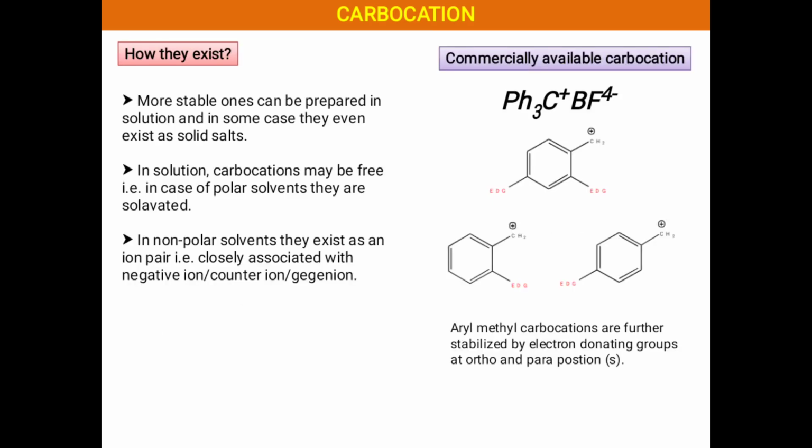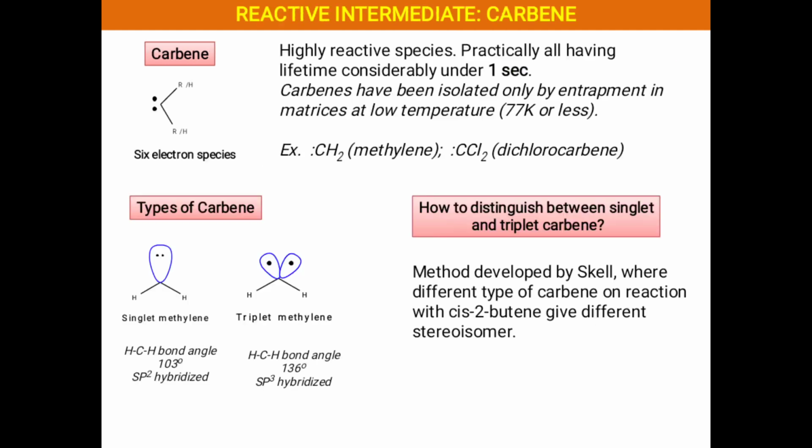More stable ones can be prepared in solution, and in some cases they even exist as solid salts. Next one is in solution. Carbocations may be free; in the case of polar solvents, they are solvated. Third one is in non-polar solvents. They exist as an ion pair, that is, closely associated with a negative ion or counter ion. Commercially available carbocations: Ph3C+ BF4-. The examples are all carbocations.